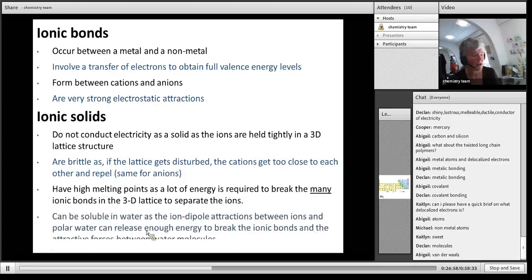Okay. And then solubility will be another one, that can be soluble because remember we spoke about dipole and the shapes and polarity. We can form an ion-dipole attraction between the ions and the water, and often, not in every case, but often there's enough energy released from those pretty strong attractions to overcome the ionic bonds, simply because there are so many ion-dipole attractions being formed and the attractive forces between water. So that's what we did last week.